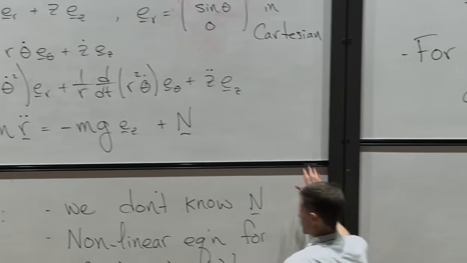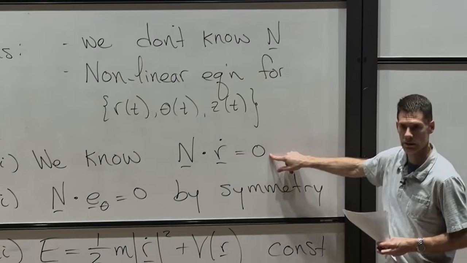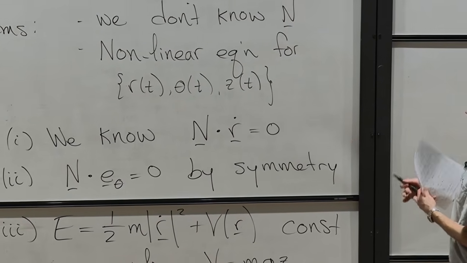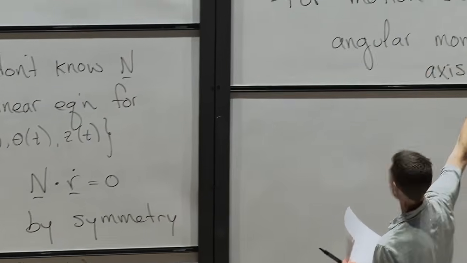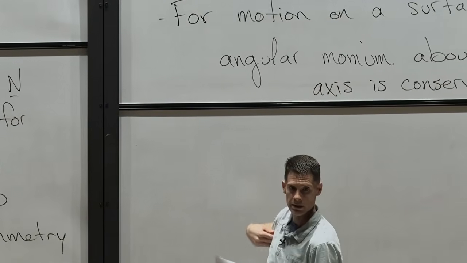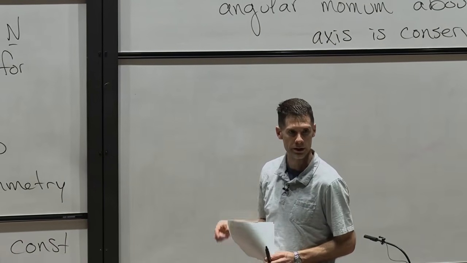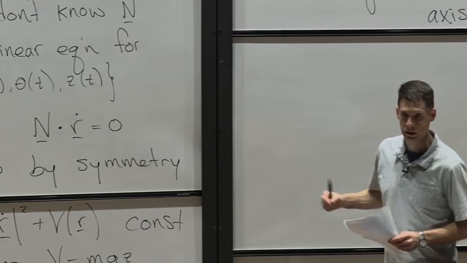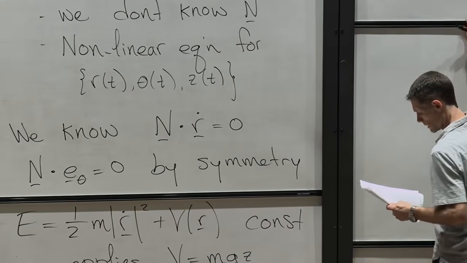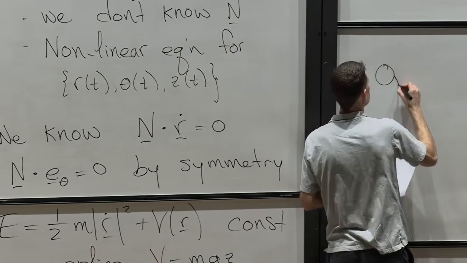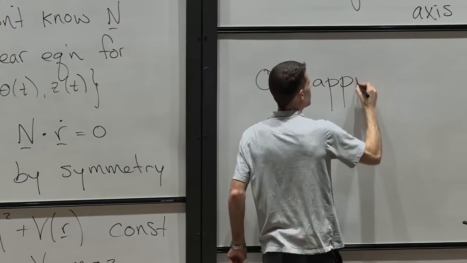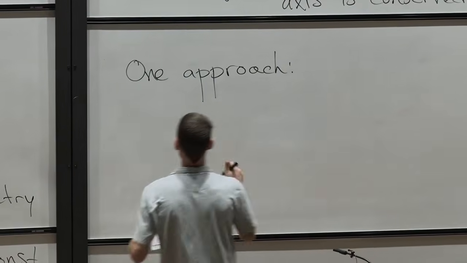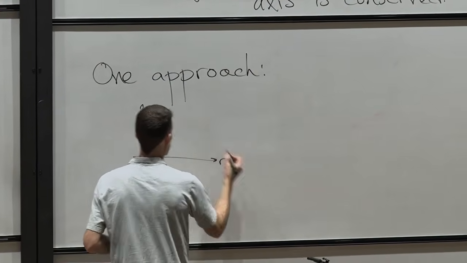So what I'd rather use is perhaps that fact, n dot r dot equals 0. How do I use it? Well, I have an expression for r dot, so I can take r dot and Newton's second law, and I know the n bit goes away, but that's quite messy. Let me see if I can use this fact in a cleaner way by using the symmetry of the surface. So here's one approach. Let's think in the plane. That's r and that's z.